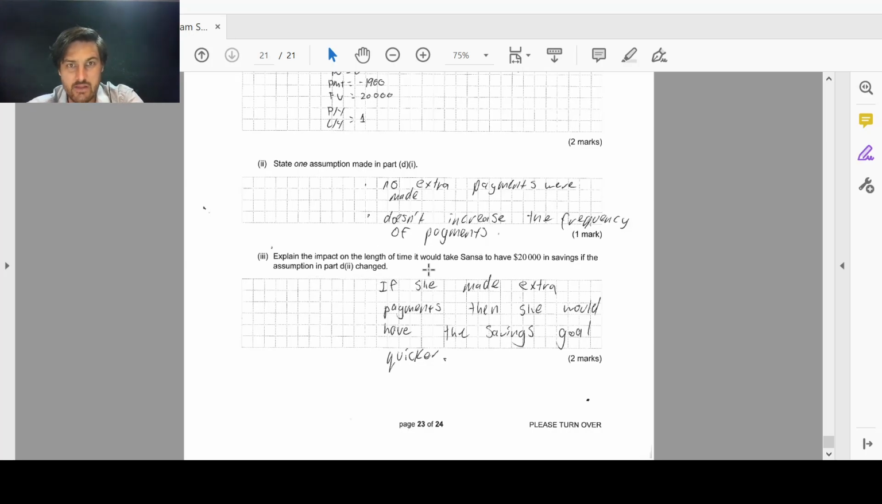Explain the impact on the length of time it would take Sansa to have $20,000 in savings if the assumption in Part D changed. So all that's saying is pick one of the things you mentioned up here and decide, all right, if she made extra payments, she would have that money in less time. Or if she increased the frequency of payments, she could have that savings in less time, okay?